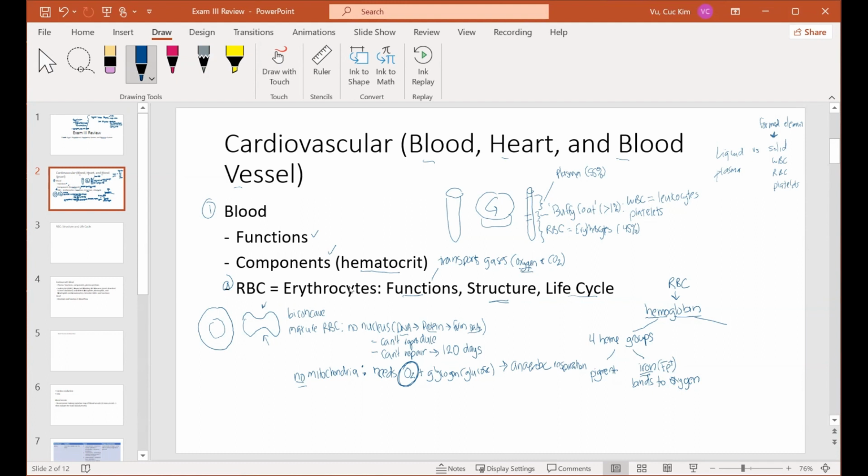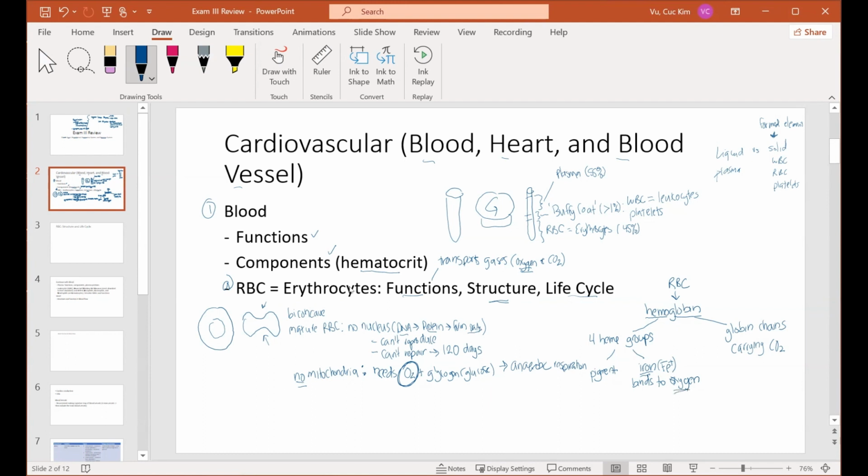Okay, where the globin chains, this is responsible for carrying carbon dioxide. Okay, so a red blood cell carries both oxygen and carbon dioxide, although mainly it carries oxygen.